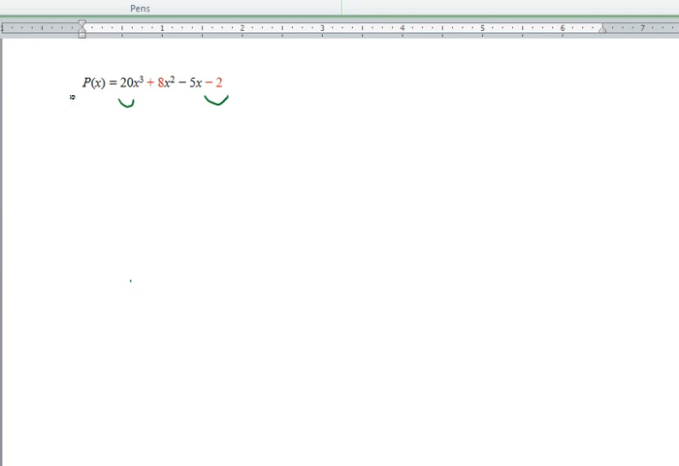So our zeros will all be of the form p over q, where the numerator is a divisor of -2 and the denominator is a divisor of 20. So on the top this time, we just have 1 and 2, but on the bottom, we have 1, 2, 4, 5, 10, and 20.